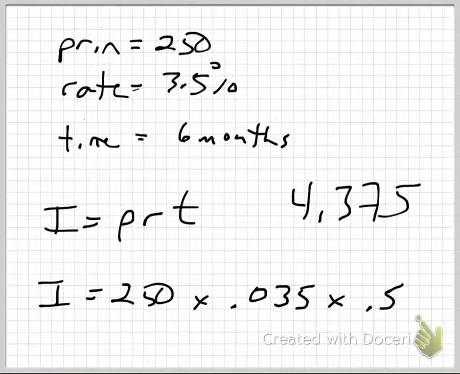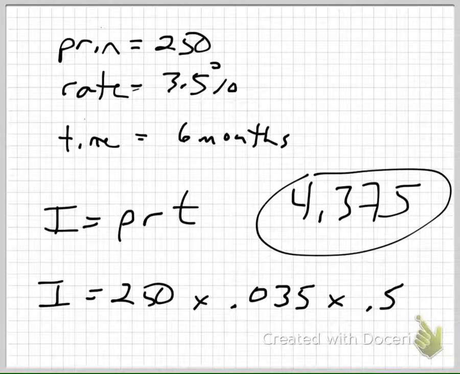So what does 4.375 even mean? 4.38. It's $4 and change. How much? $4.38 or $4.37. That is money, right? We're talking about interest here. So that means that if you had $250 and you put it in the bank at 3.5% interest rate and you left it there for 6 months, you would earn $4.38. Does that make you want to keep it in the bank for 6 months? No. It's not enough money. You're like, I'd rather spend it.